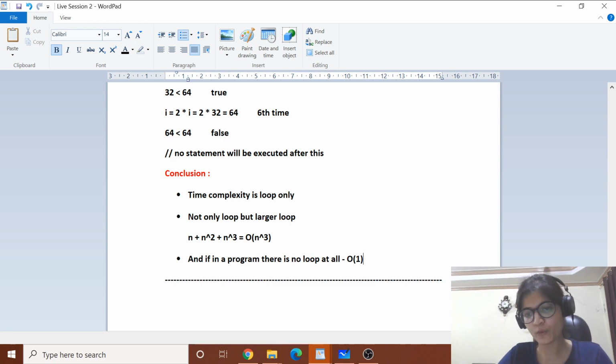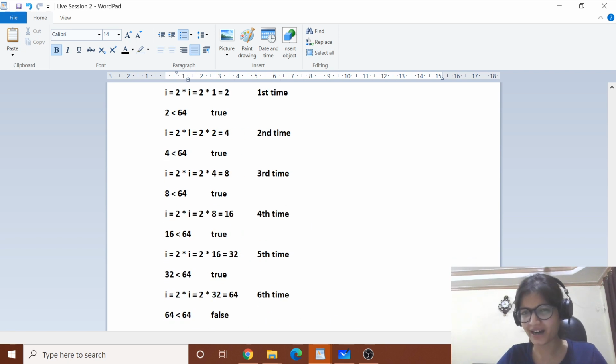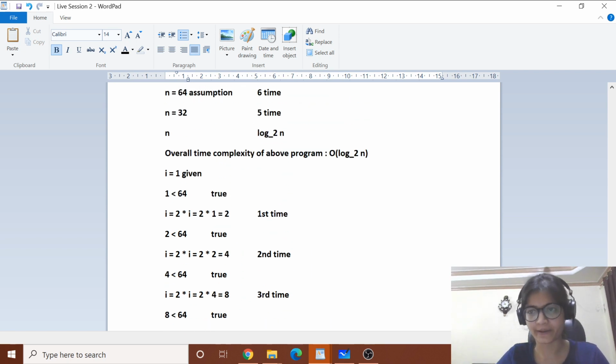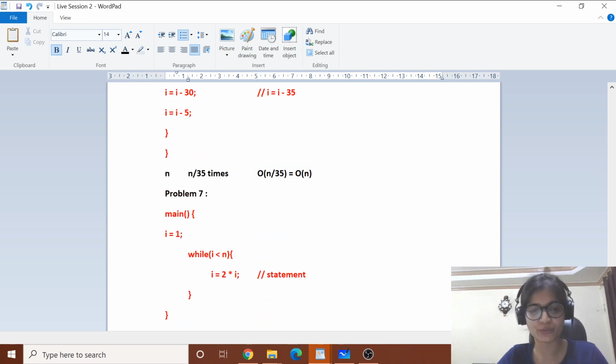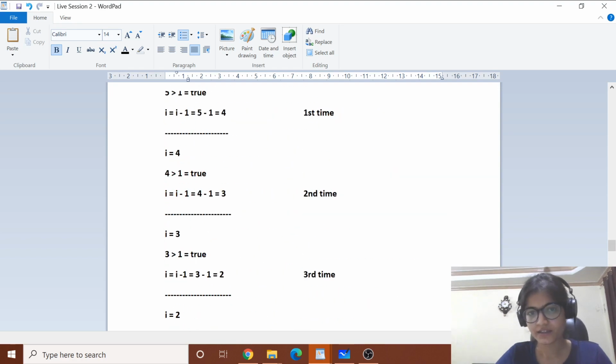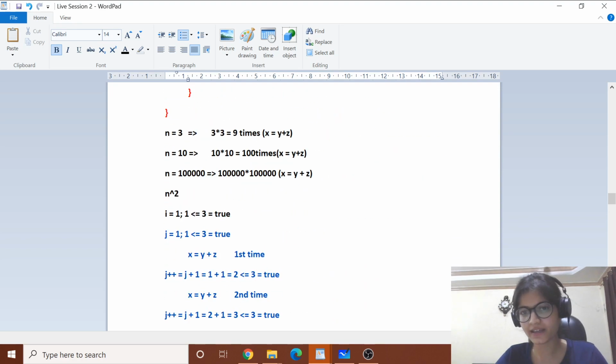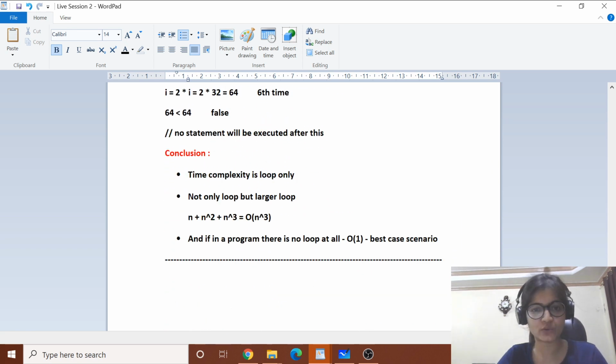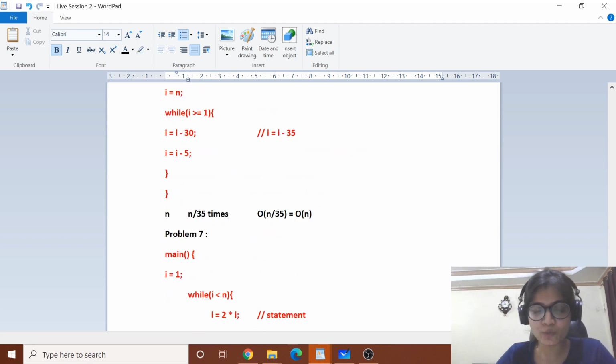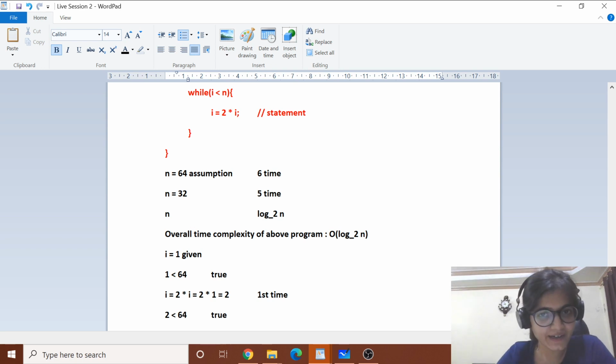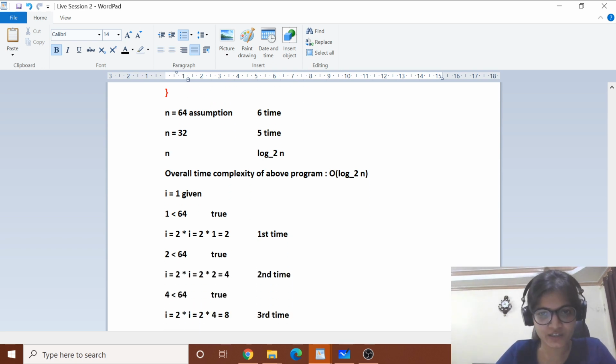And if in a program there is no loop at all, then the complexity will be order of 1, that you know now really well, and this is the best case scenario that we have seen. We started with that particular program only. So I think now the time complexity part is a little bit easier for you to understand. The basic ground that I wanted to generate with all of you, I wanted to give you some idea and clarity about what time complexity is, which I have been talking about again and again since the very first session. So now it must be clear that time complexity is nothing but analyzing how many times the statements run inside a loop, and that is our time complexity.